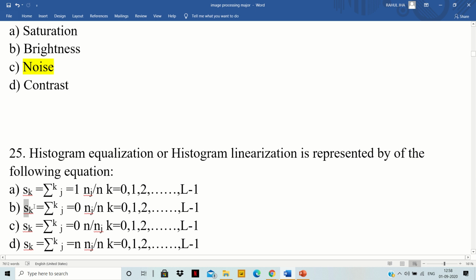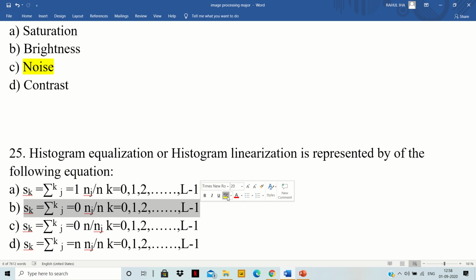B: Sk equal to sigma j equal to 0 to k, nj upon N, k equal to 0, 1, 2, up to L minus 1. And here L is representing the intensity levels of an image and N is the total number of pixels in an image. And Sk is basically representing an image histogram. So you have to learn what histogram equalization is, and you can even learn more about it, and how we can derive the equation. I don't think we need that in our MCQs, but yeah, you can learn it if you want to.